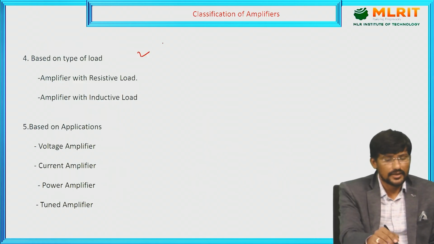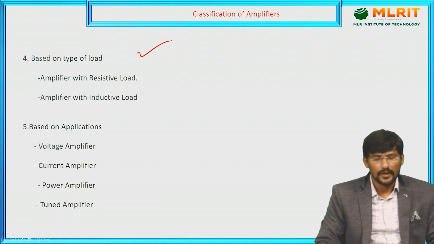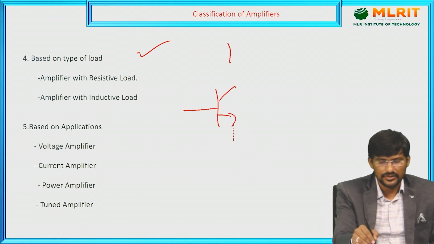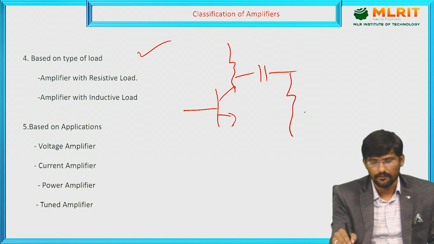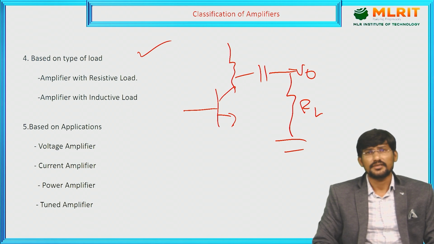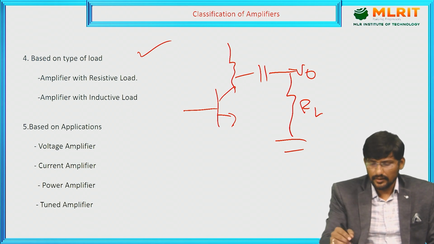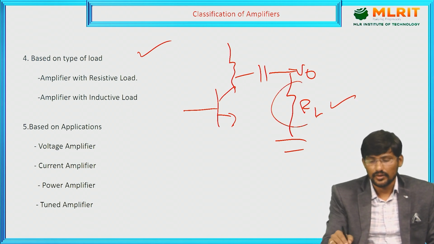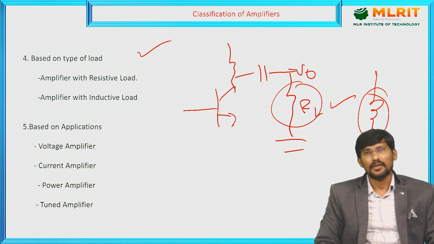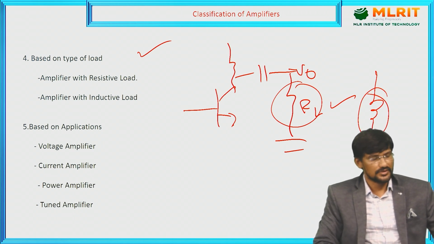Let me go on to the next classification, based on type of load. Any amplifier is generally terminated with a load. Now the load may be a resistive load or an inductive load. Based on the application, we can use either. Generally, we use a resistive load. Instead of that, if you replace it with an inductor, that comes under inductive load. We will see the applications of resistive and inductive loads in the coming sessions.